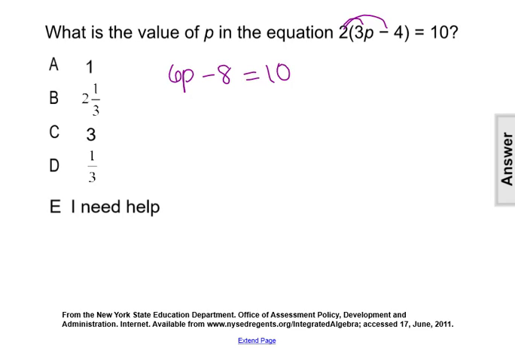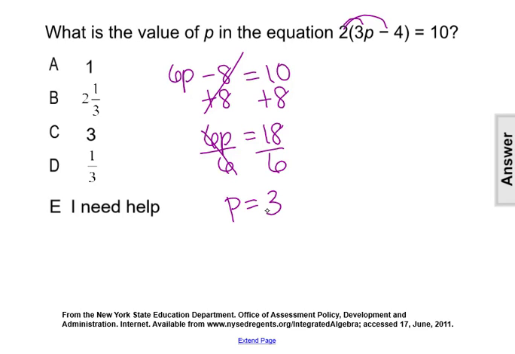So you can see the parentheses have now disappeared, and we can use our inverse operations to isolate p. If it's being multiplied by 6 and subtracted by 8, first we'll undo that subtracting 8 by adding 8 on both sides. That will leave us with 6p equals 18. And then dividing both sides by 6 to undo that multiplying by 6, that will leave us with p equals 3.